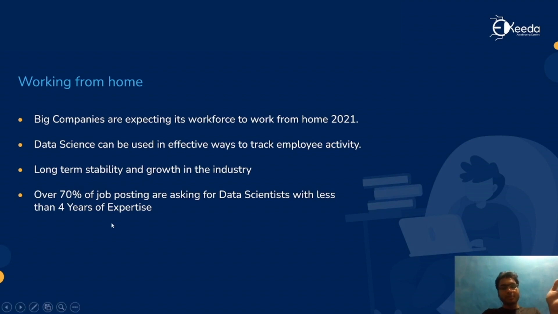Okay, and over 70% of job postings are asking for data scientists with less than 4 years of expertise. So here I would say, in the data science field also, there are certain types of jobs. Some jobs can be performed by an experienced person only, so they require more than 5 or 6 years, or maybe more than 4 years. But there are certain jobs that don't require that much experience. So in the industry right now, more than 70% of job postings for data scientists are for less than 4 years of experience.